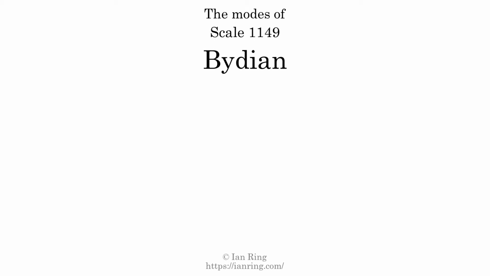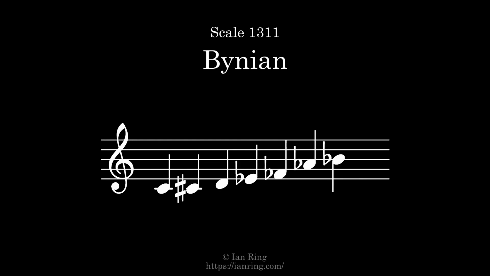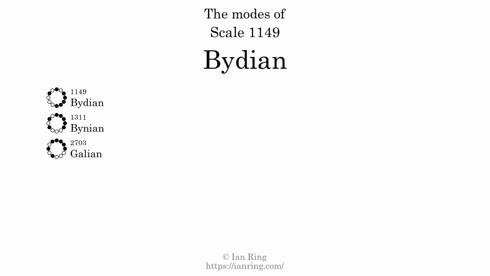This scale has 7 modes. The first mode is itself. The second mode is scale 1311, also known as Bydian. It sounds like this. The third mode is scale 2703, also known as Galilean. It sounds like this.